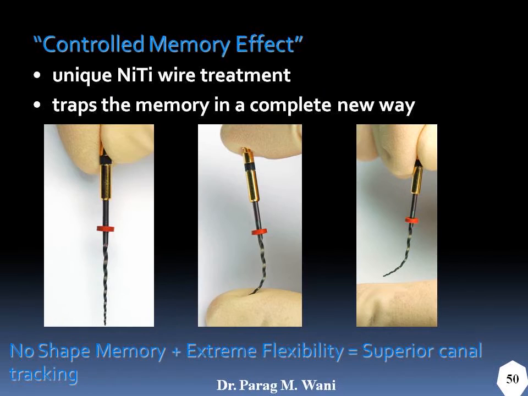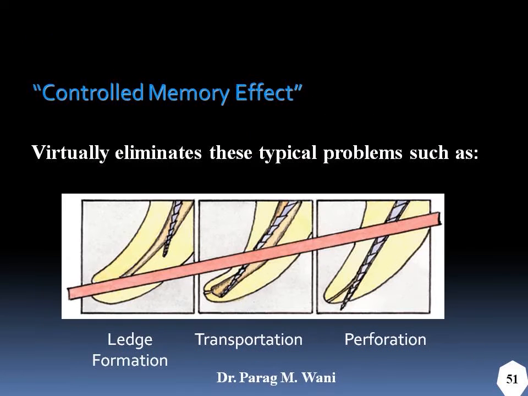The controlled memory effect is a very unique thing because it prepares the file according to the canal shape. So we are not preparing the canal according to the file shape, but we are preparing the canal according to its own shape. So it remains a canal centric preparation. The advantage here is that because of no active cutting tip, we are not going to transport or ledge the canal. It is just going to follow the glide path.